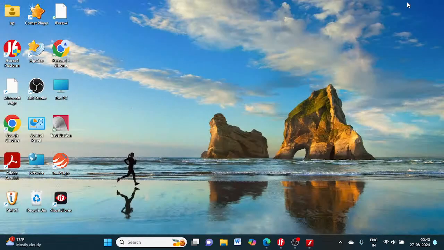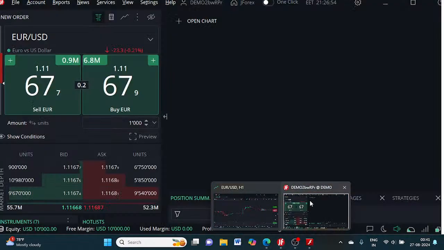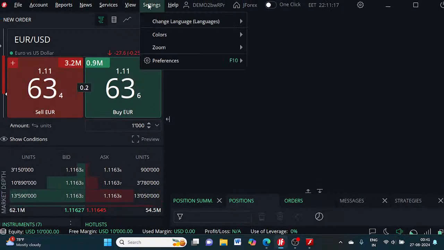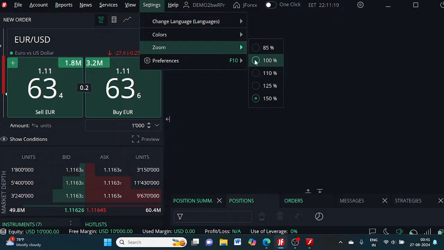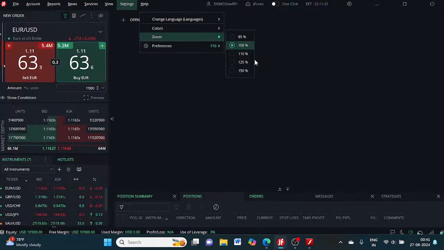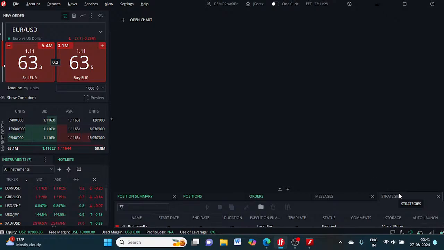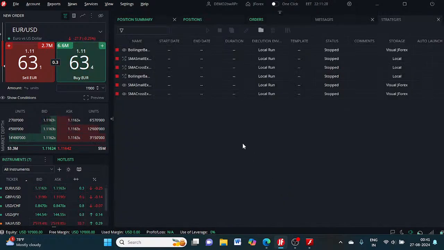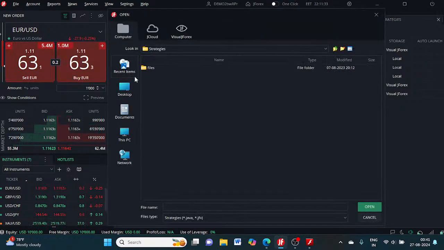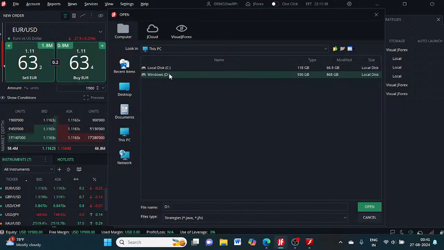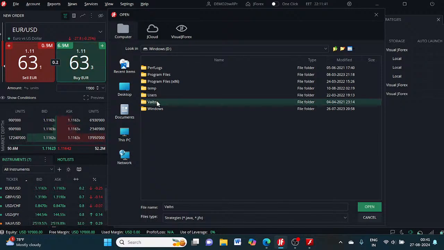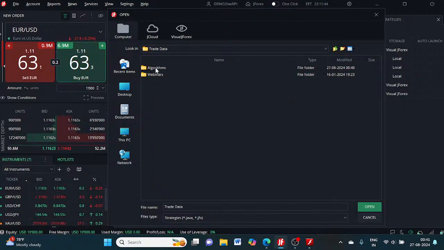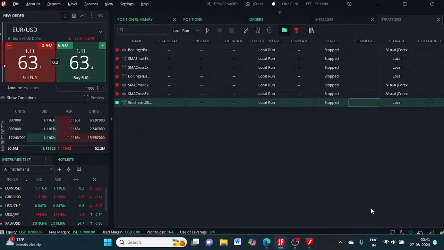and let me go back to the JForex platform. We are going to add this to the platform to see if we can run it. I think at my place it started to rain. Let me find that algorithm in the Windows D, trade data algorithm 2024 August. Here it is. Alright.